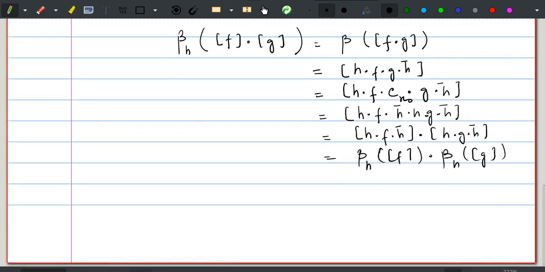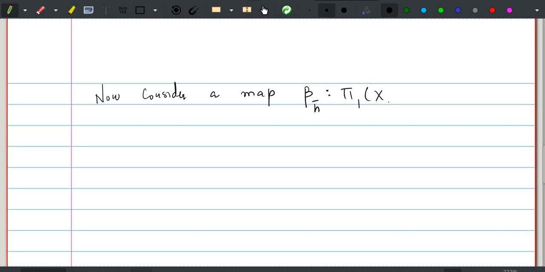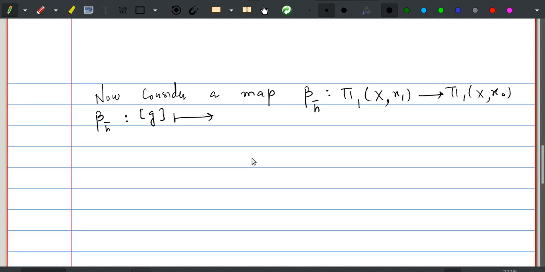Now to prove beta h is an isomorphism, we have to prove it is bijective, or we have to prove it is invertible. Now let us consider a map, say beta h bar. Now this beta h bar is a map from the fundamental group of x based at x1 to the fundamental group of x based at x naught. Now what this map does, it maps the homotopy class of g to the homotopy class of h bar g h.